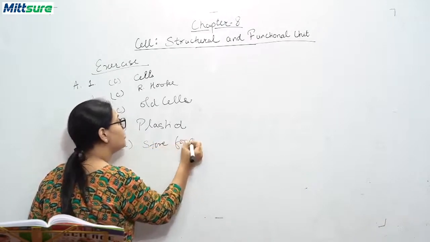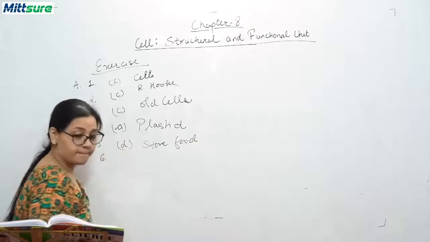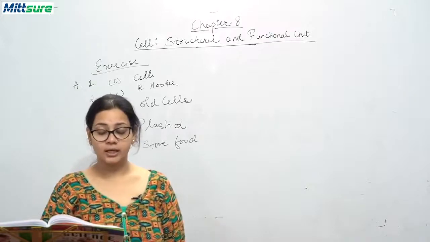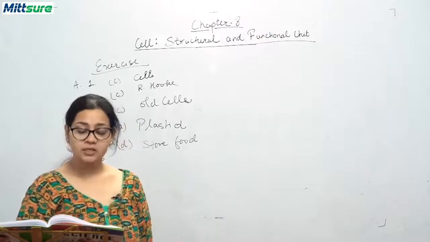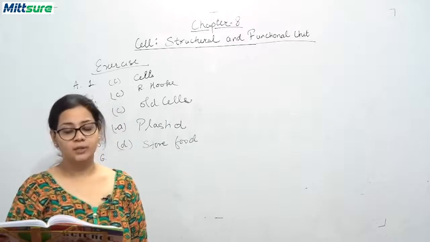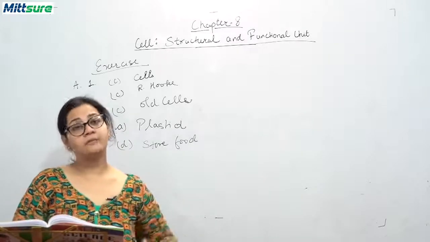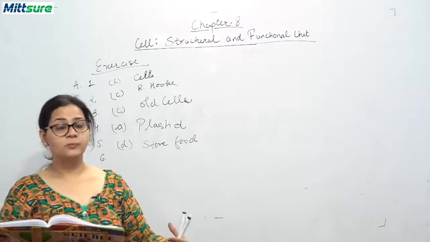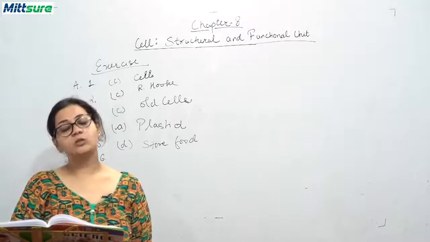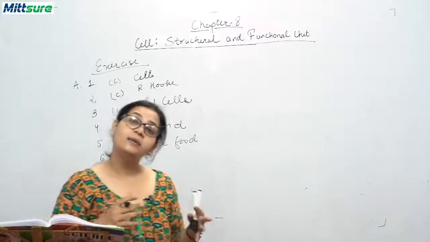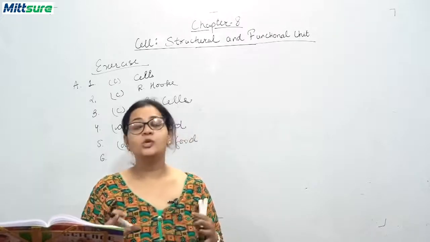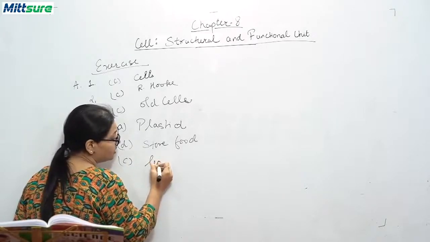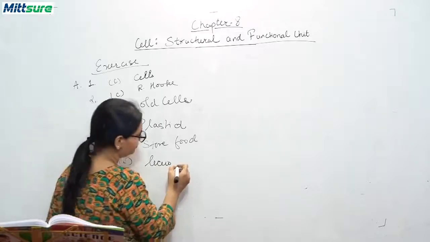Sixth, which structures help to store the food? And the options are A. Chloroplast, B. Chromoplast, C. Leucoplast, and D. Phloem. Now, we know chloroplast provides the green pigment and helps in the production of food. Chromoplast only gives colors. Phloem transports the stored food, and leucoplast stores the food. So the correct answer is C. Leucoplast.